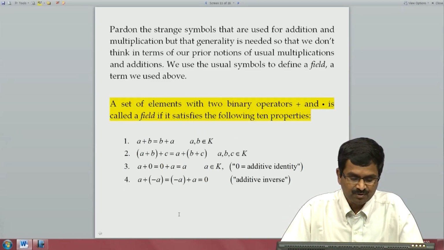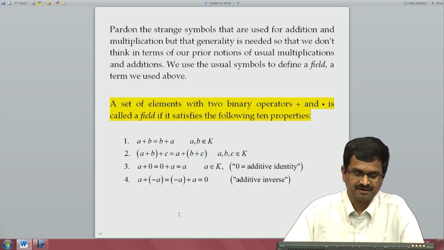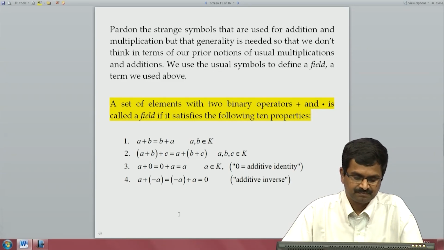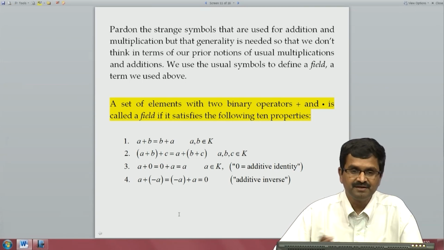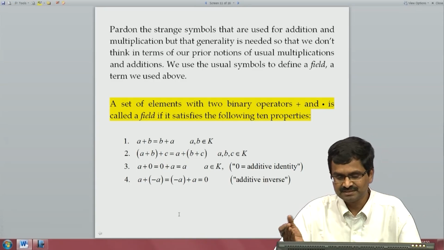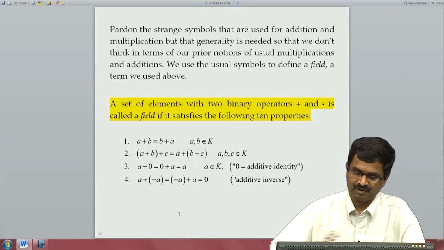And we talked about this scalar field k, which satisfies 4 properties listed here. That is, if there are 2 numbers a and b, a plus b should be equal to b plus a, the commutative nature. And a plus b, plus c, is the same as a plus, b plus c. And then there should be an additive identity: a plus 0 should give rise to a, or 0 plus a should give rise to a, such that 0 exists in the scalar field. Additive inverse: there is a corresponding minus a, so that the sum of them will be equal to 0.